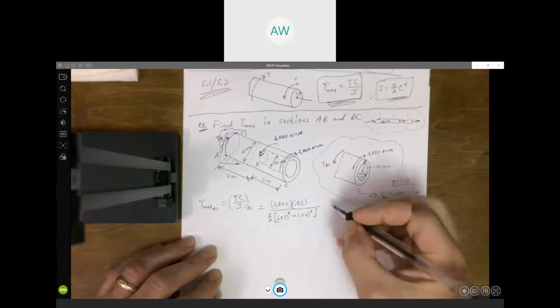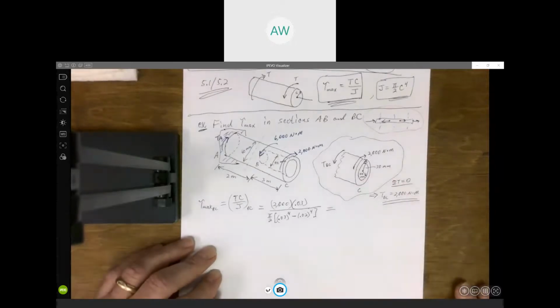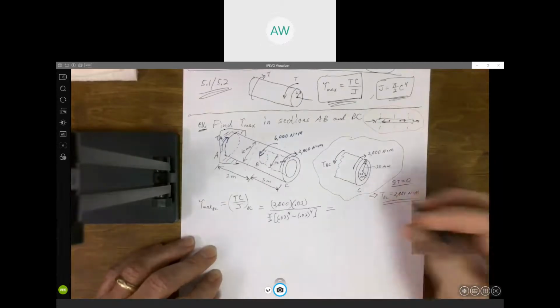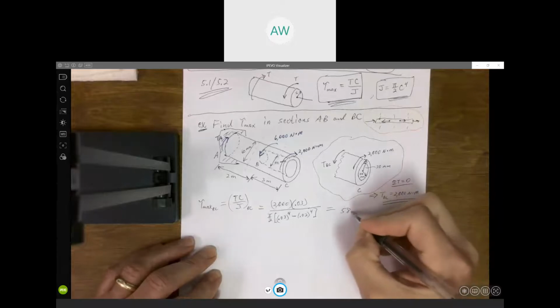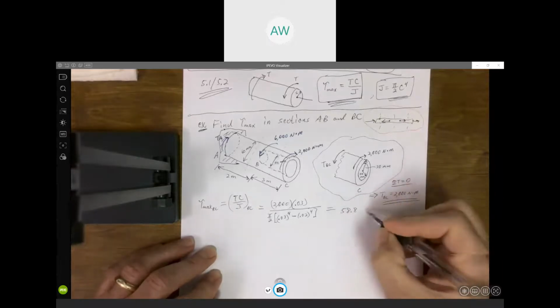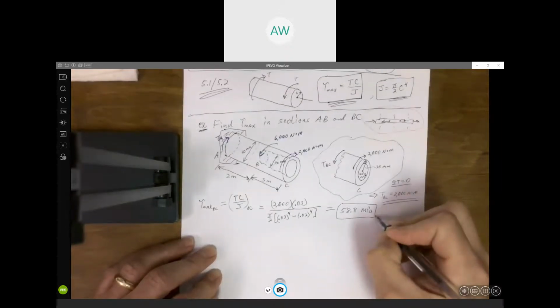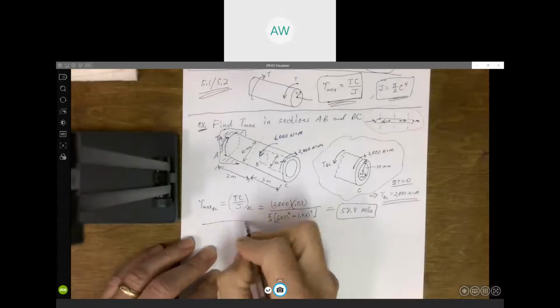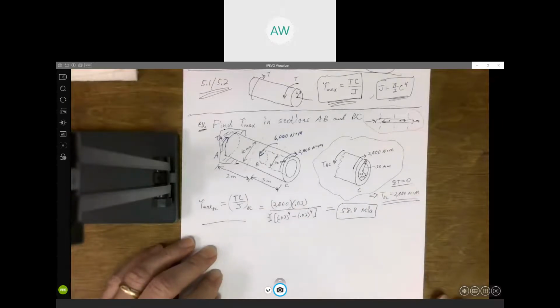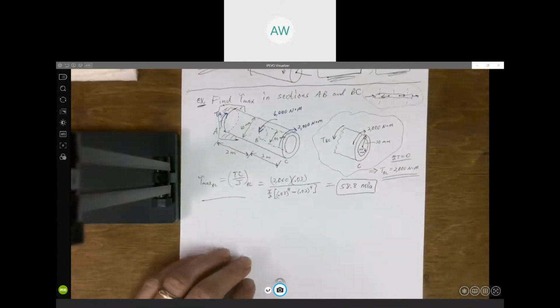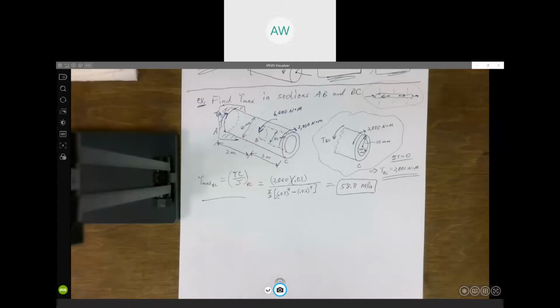And that should give me the maximum shear stress in section BC. I got 58 million something, so I just rounded it to 58.8. These would be megapascals, 10 to the 6. So that's how we get maximum shear stress in that part of the shaft. Any questions for section BC?